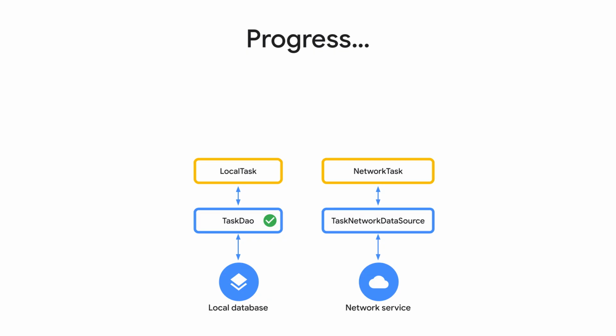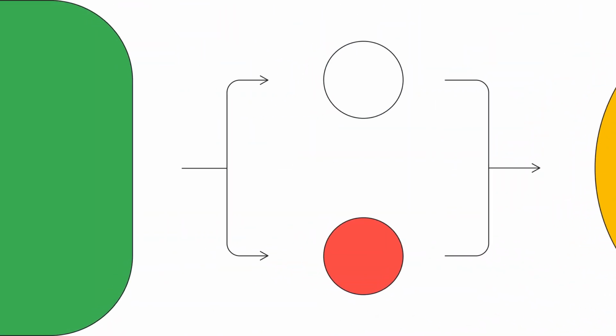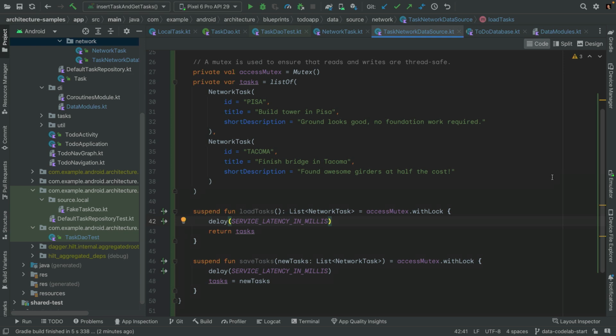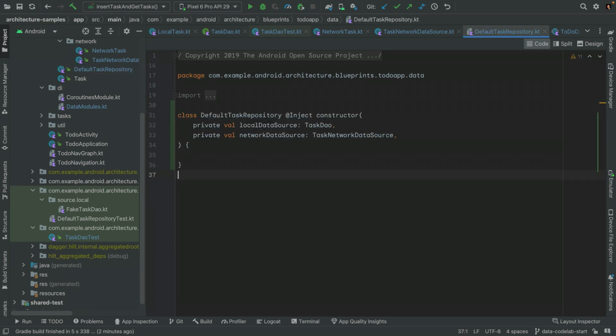Okay, great. So we now have two data sources, one for the local data and one for network data. Each one allows reads and writes and has its own representation of a task. Now let's create a repository, which will use these data sources and provide an API so that other architectural layers can access this task data. We'll start by creating a class called default task repository. Now, this repository class is going to take our two data sources as dependencies. So we'll just import them here. There we go.